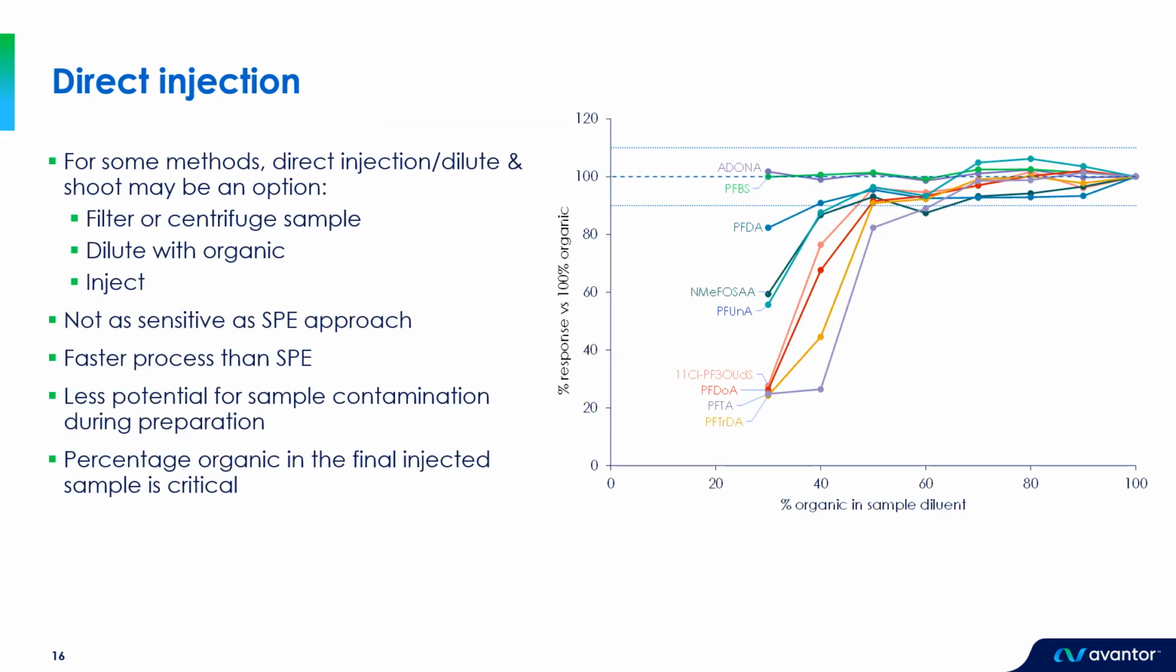We mentioned earlier that sample pre-concentration using SPE is widely used to increase sensitivity, but another approach that's increasingly being used, particularly given the high sensitivity of modern mass spectrometers, is direct injection.